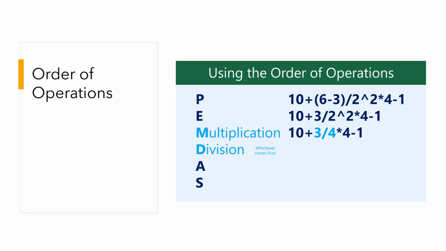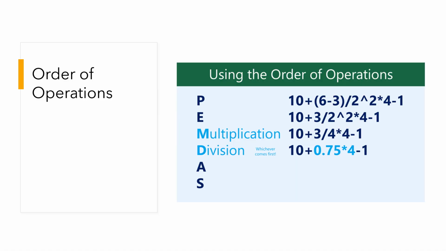So now you are going to do your multiplication and your divisions, or your division and your multiplication, depending on the order that you learned this as a child. It doesn't matter, you just have to do it in the order in which it comes first, right? So in this case, our division sign comes before our multiplication sign, so we are going to take 3 and divide it by 4 before we multiply that number by 4. So 3 divided by 4 is 0.75.